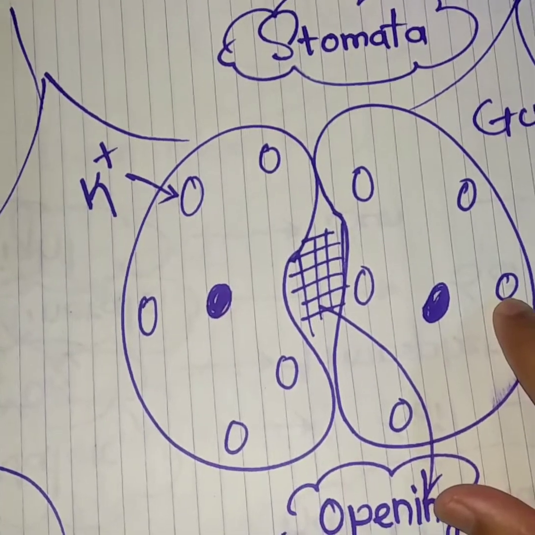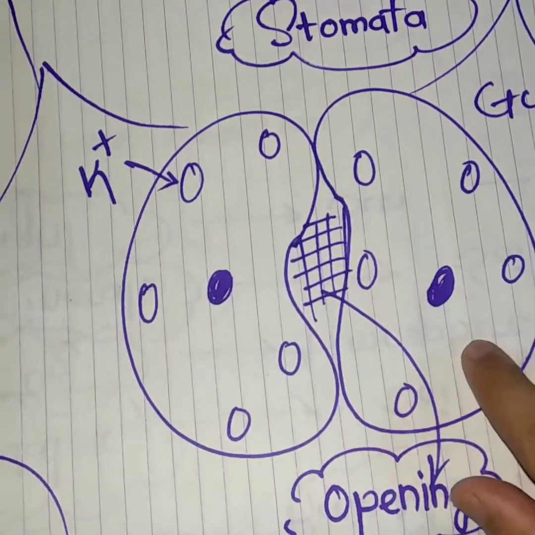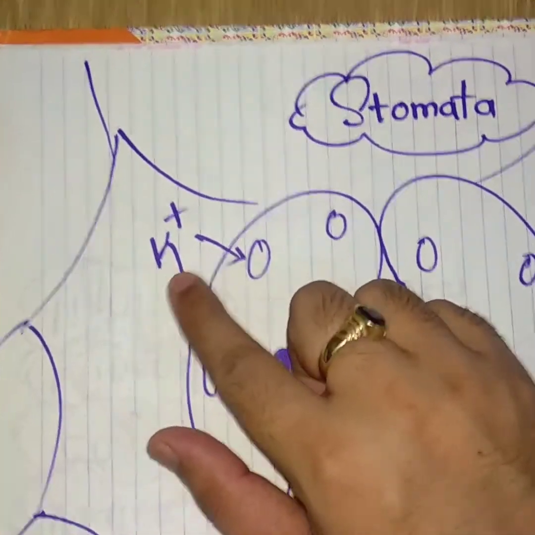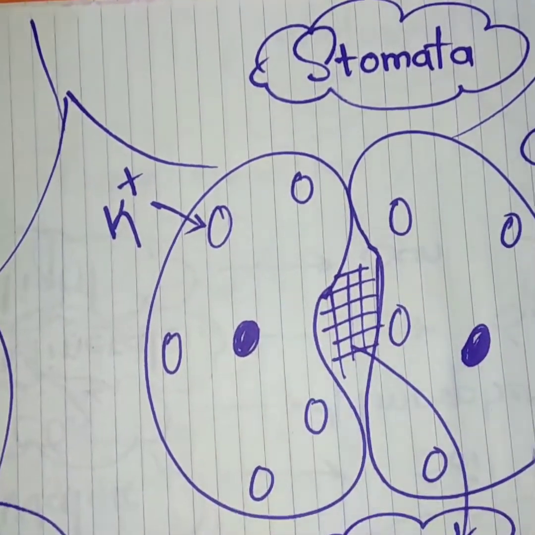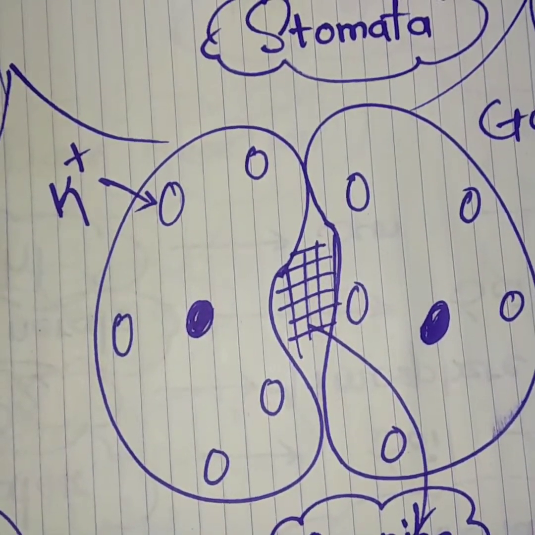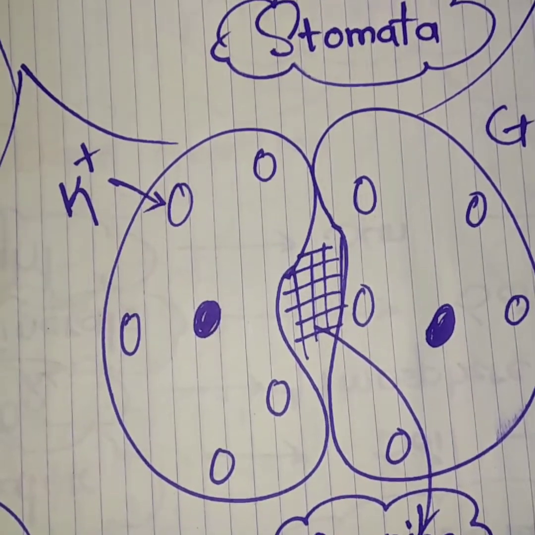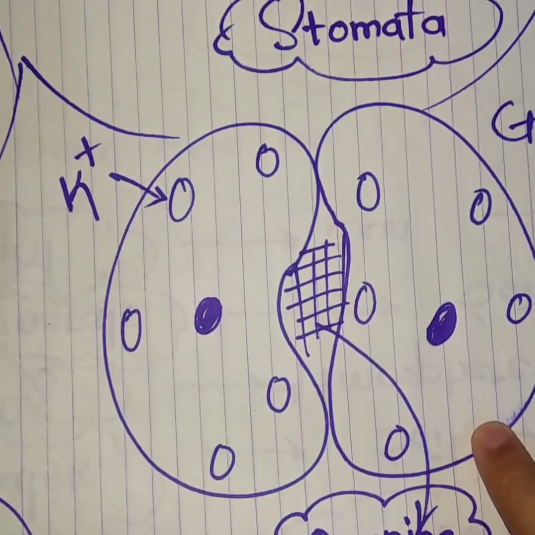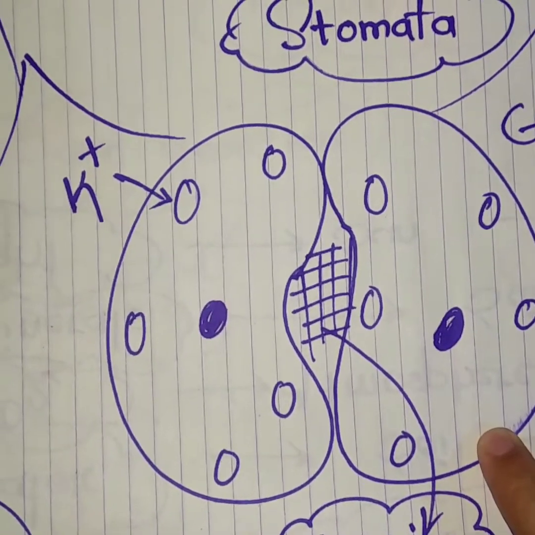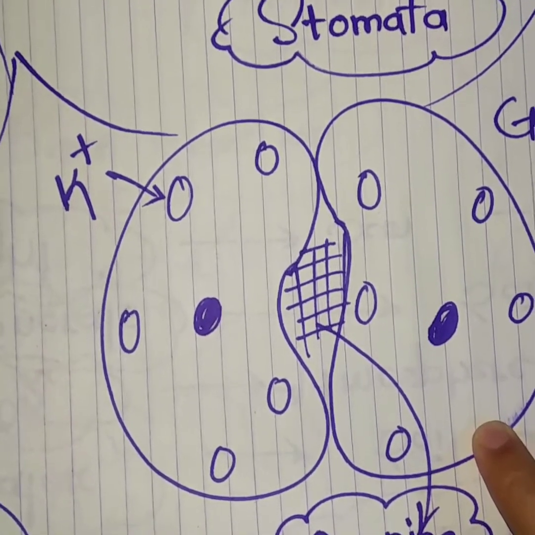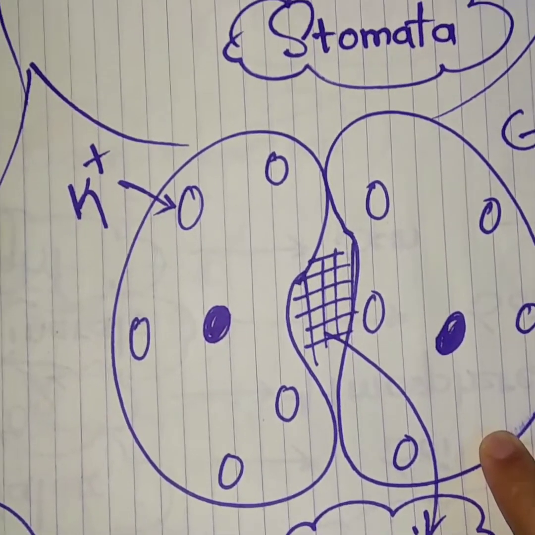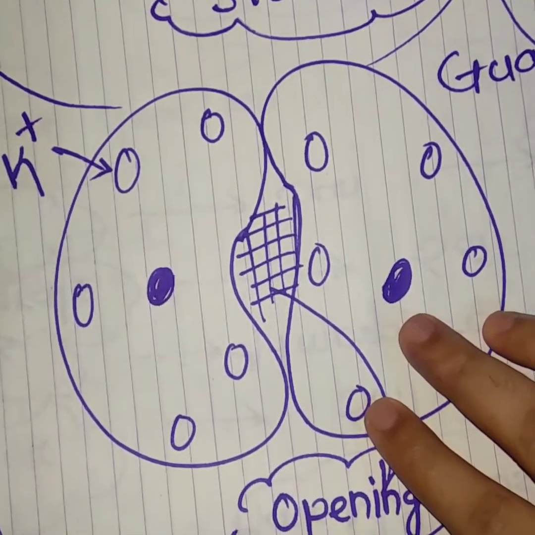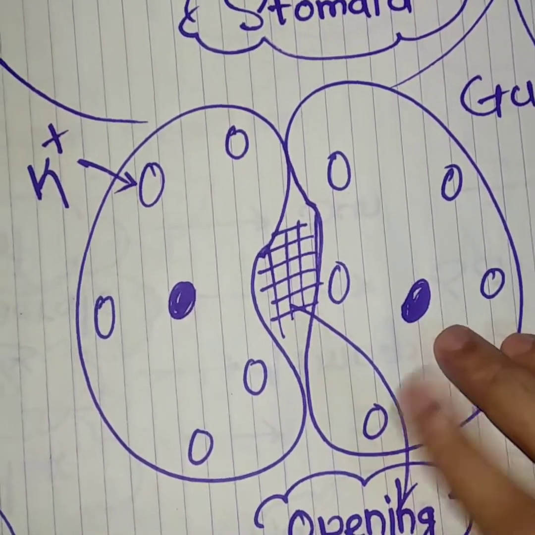Opening and closing of stomata depends upon two factors. Number one is photosynthesis, and number two is the potassium ion that is present inside the guard cells. During the daytime, when the transpiration process occurs, water is lost in the form of vapor from the leaves, so the root absorbs a huge amount of water, and that water goes to the xylem, and the xylem provides that water to the leaf.